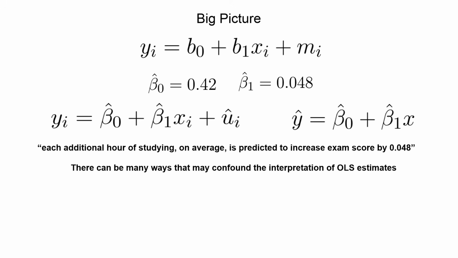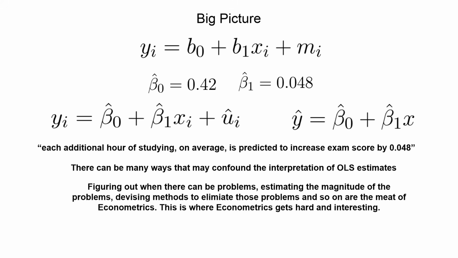We also saw that there can be many ways that may confound the interpretation of OLS estimates. For instance, having a small sample size like 30 data points in our example may lead to problems. And we already saw that leaving out important variables in the calculation can also lead to problems. Figuring out when there can be problems, estimating the magnitude of the problems, devising methods to eliminate those problems, and so on are the meat of econometrics. This is where econometrics gets hard and interesting.